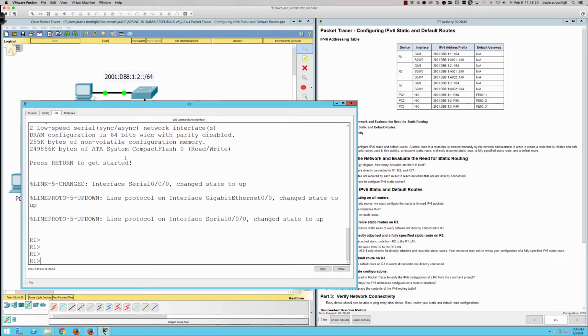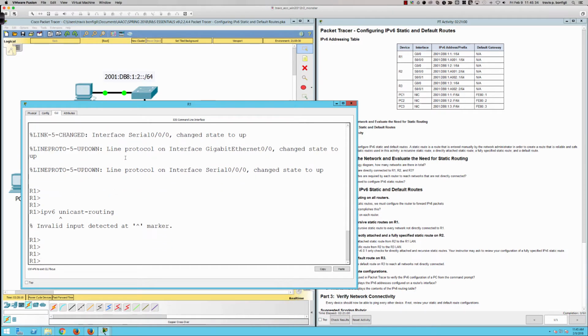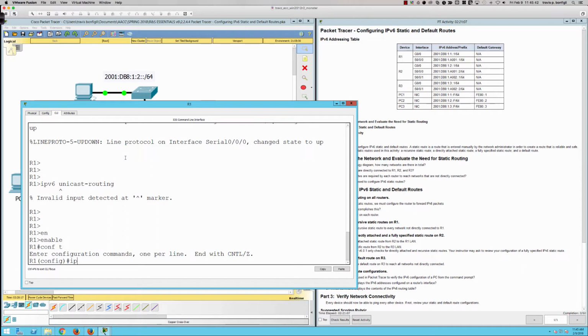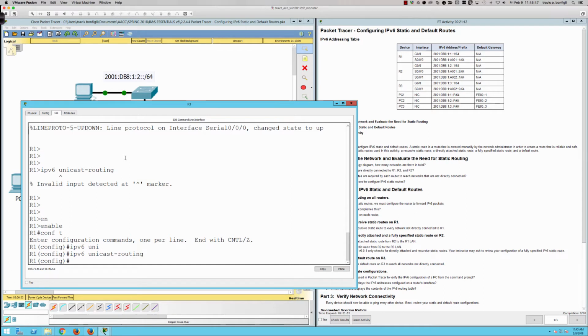We're in user exec right now. So if I was to try to say ipv6 unicast-routing, what's going to happen? Yeah, we're going to get invalid input because this is a configuration command. So we need to go from user exec mode, as evidenced by the greater than sign, use the enable command to get into privilege exec, and then into global config, and then say ipv6 unicast-routing. Remember that with IPv6, IPv6 routing is not enabled by default on Cisco routers. Now, this may change someday, but as of right now, that is the default.